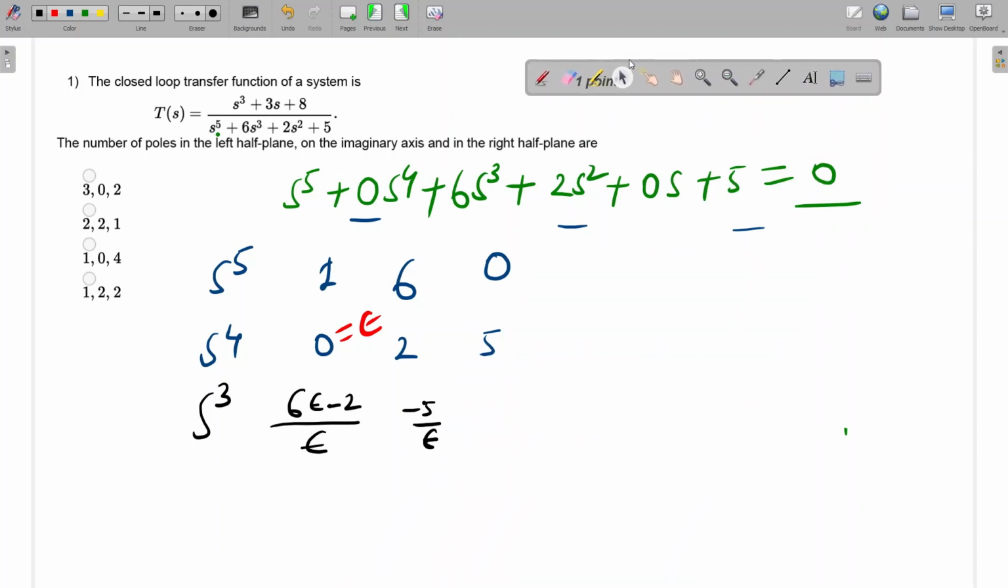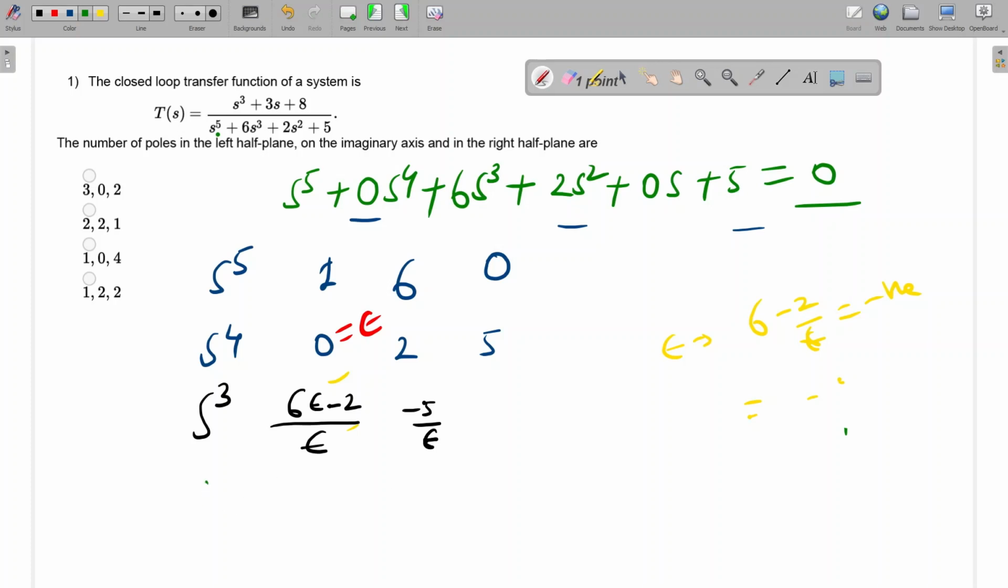So if epsilon tends to 0, what will be this value? 6 minus 2 by epsilon will be negative. And this one also, if epsilon tends to 0, minus 5 by epsilon will be negative infinity, that is also negative only. So s to the power 2 we can calculate now. What will be the s to the power 2 value? Calculate whether it will be positive or negative.